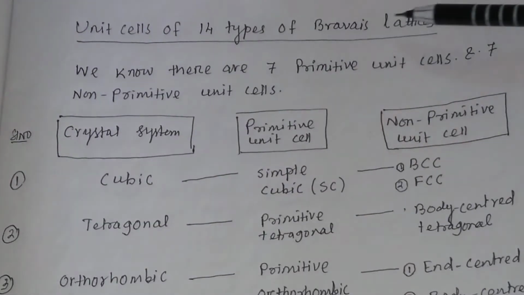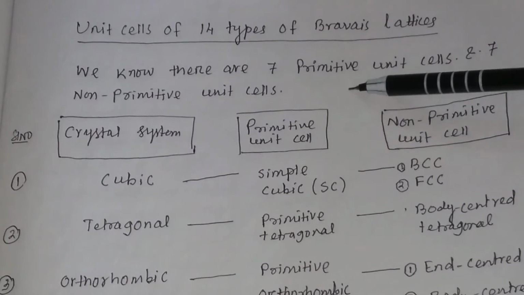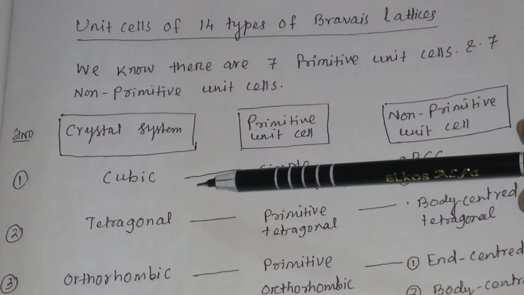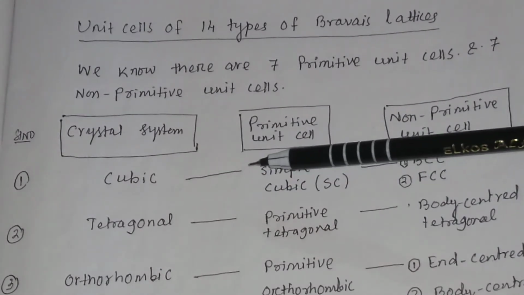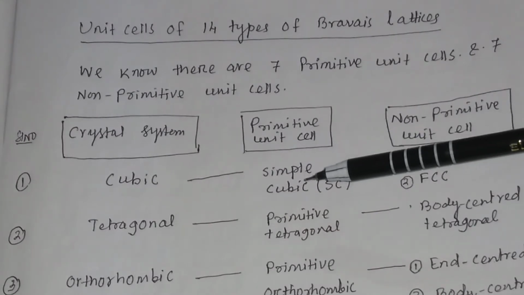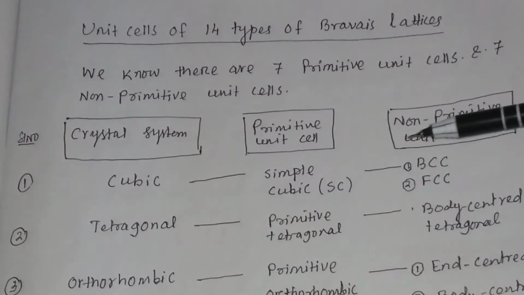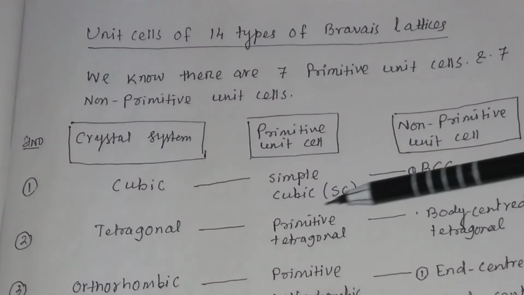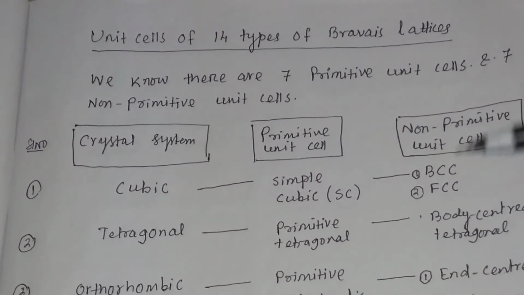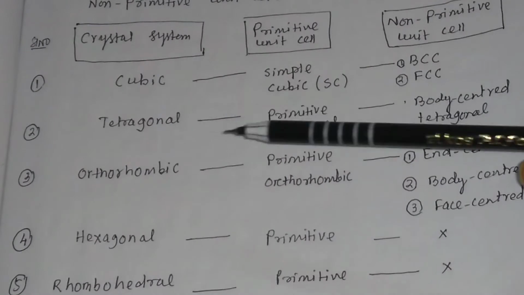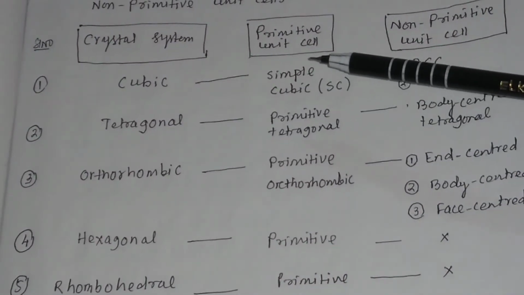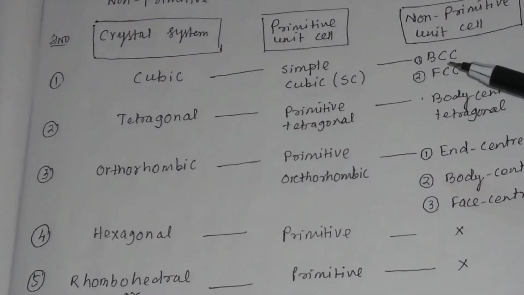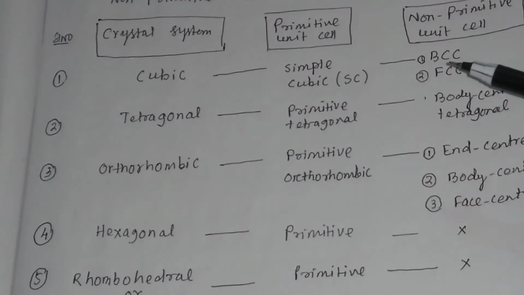So there are 14 types of Bravais lattices. 7 are primitive and 7 are non-primitive. There are 7 crystal systems. In each crystal system you have a primitive unit cell, in some crystal systems there are non-primitive unit cells, and in some there is no non-primitive unit cell. For example, in the cubic system there is one primitive unit cell called simple cubic and two non-primitive unit cells, that is body centered cubic and face centered cubic.